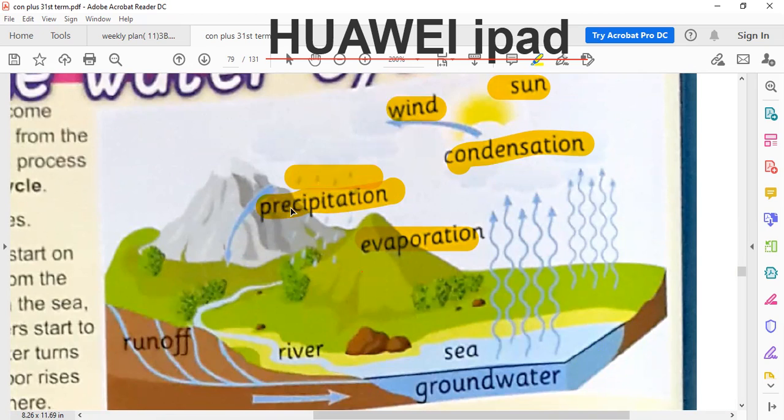Repeat after me: precipitation. Precipitation means raining. The first step in the water cycle is precipitation. Look at the arrow. The water of the rain, or precipitation, goes down from high mountains.